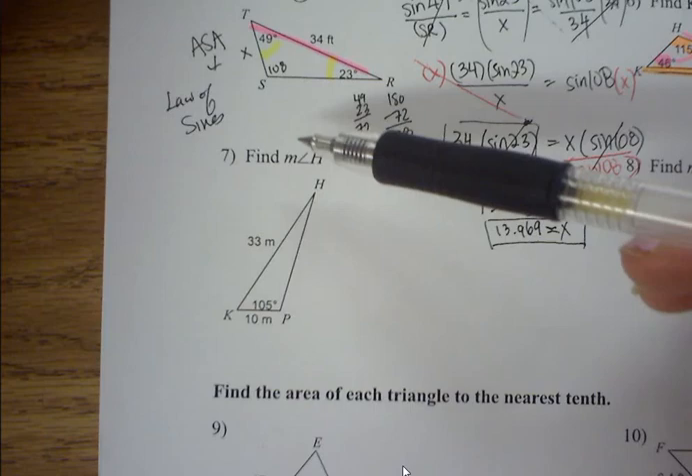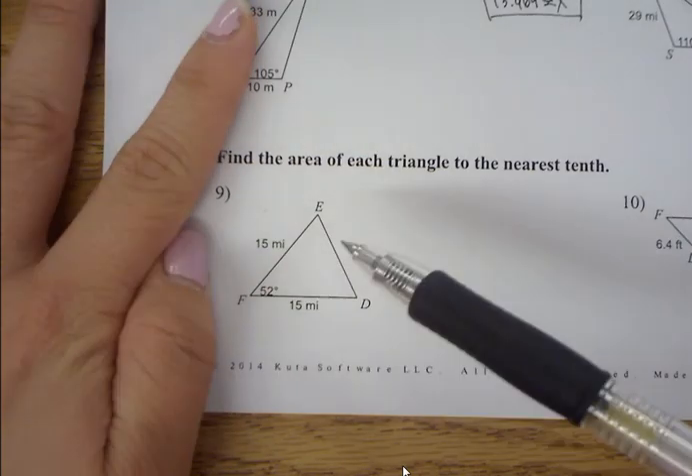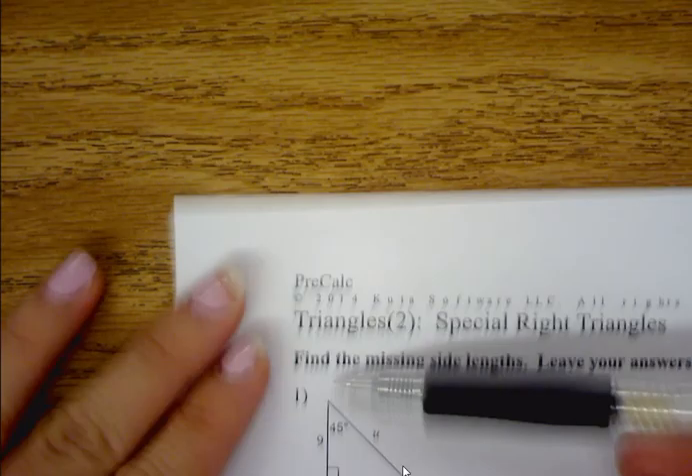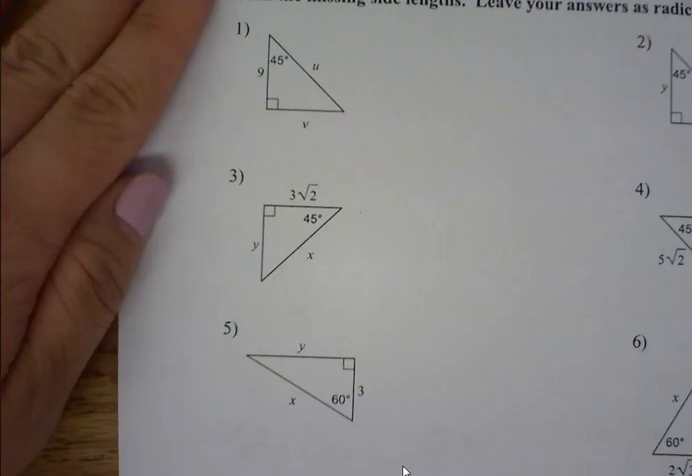This is an area triangle problem. On the back, all the odd numbers are different types of special right triangles. All the evens are like a repetition. Get it?